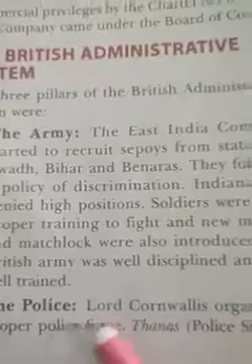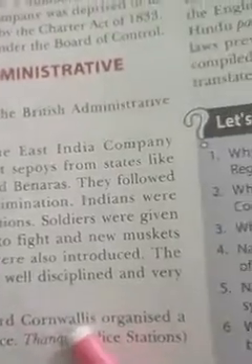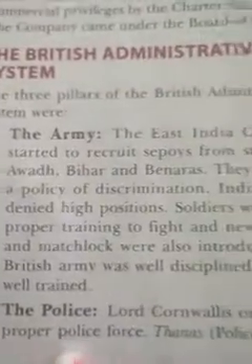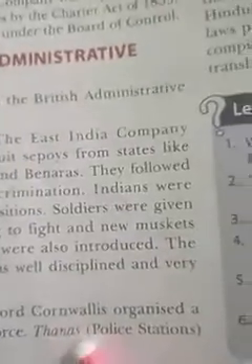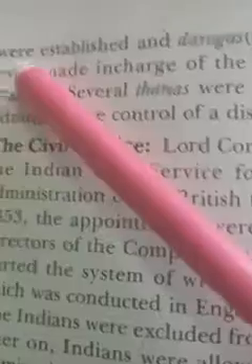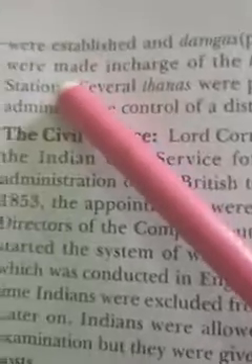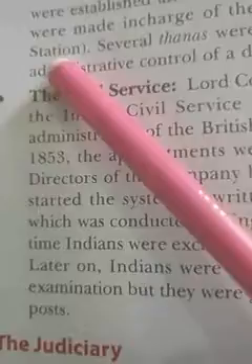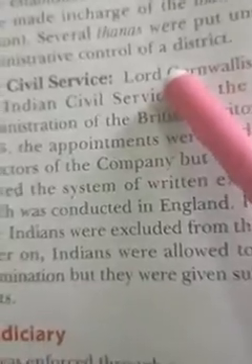Second, the police. Lord Cornwallis organized a proper police force. Thanas, police stations, were established, and darogas, the police officers, were made in charge of the thanas. Several thanas were put under the administrative control of a district. Now the civil service.